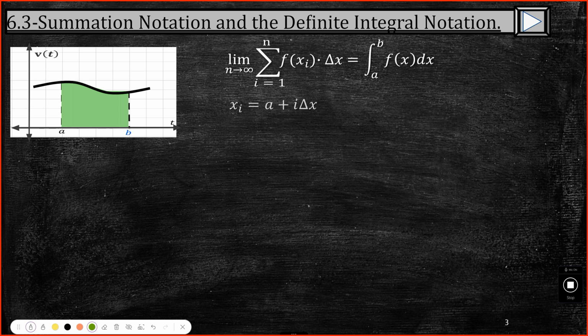Where x i is the lower bound plus i change in x. This is so important right here. I had messed that up. The lower bound plus i change in x, i change in x, and change in x is b minus a over n.